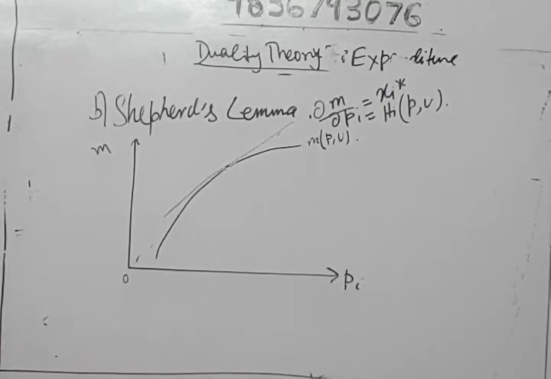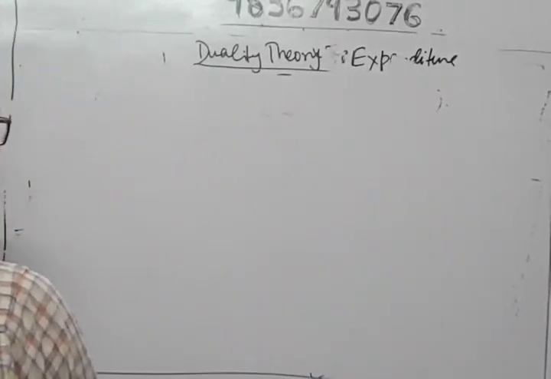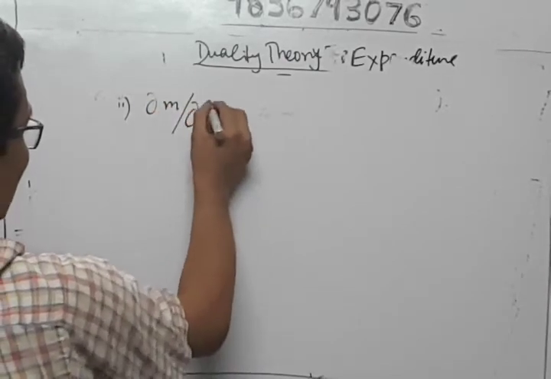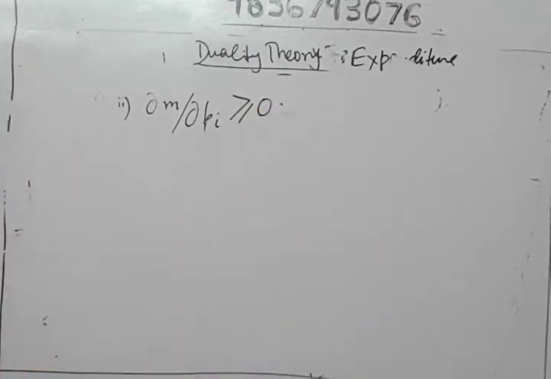Now the other property of the expenditure function is this, that del m by del pi should be greater than or equal to 0. So if the prices are positive, and if you are consuming positive amounts of each good, then as the price of one of the goods is increasing, we need to have at least the same level of expenditure, if not a higher level of expenditure, to maintain the same level of utility.